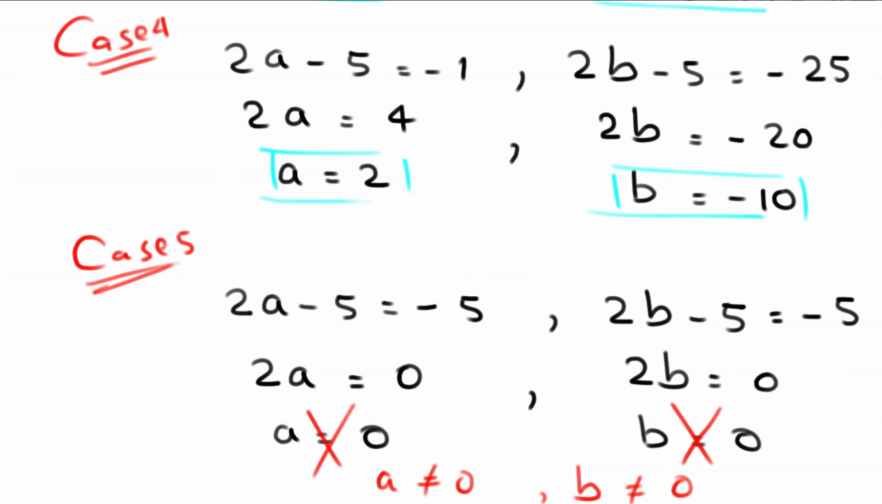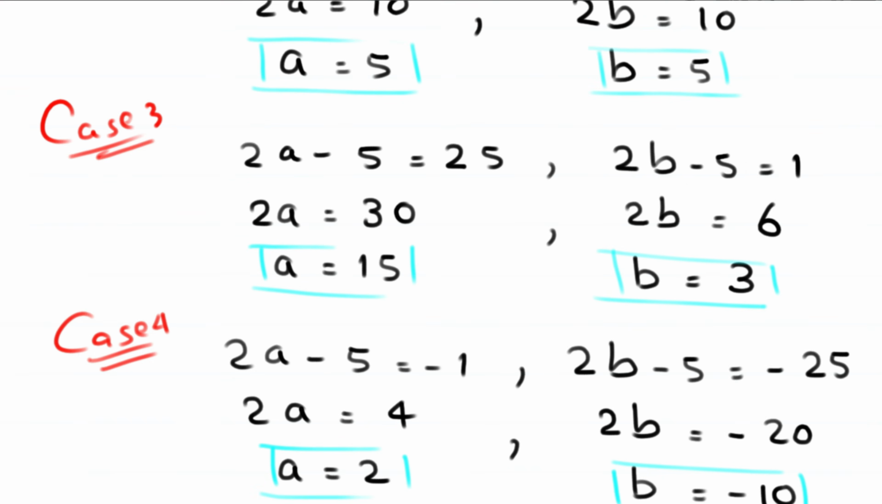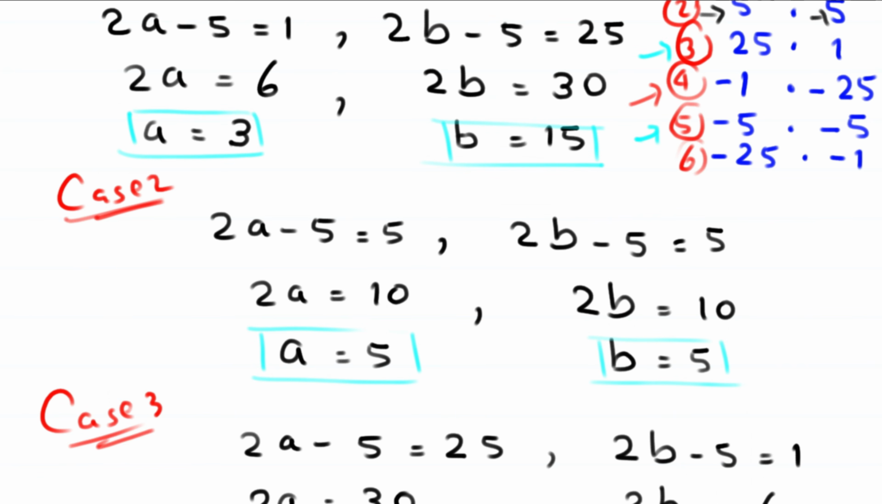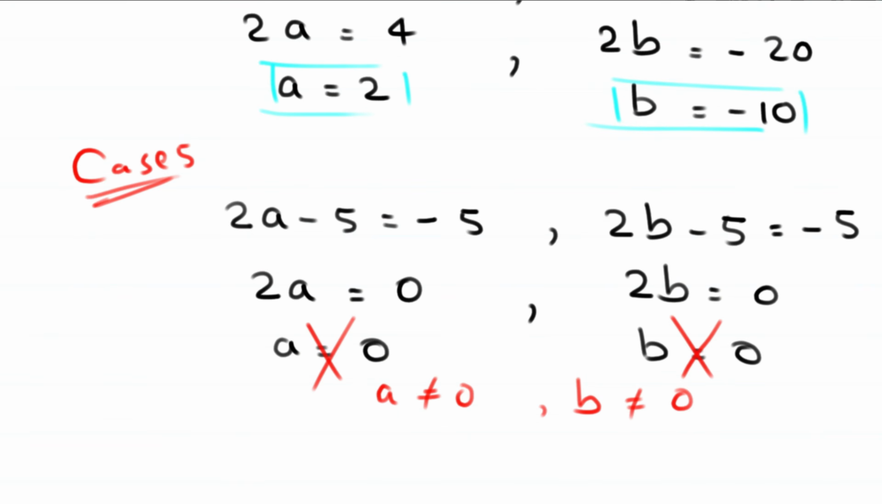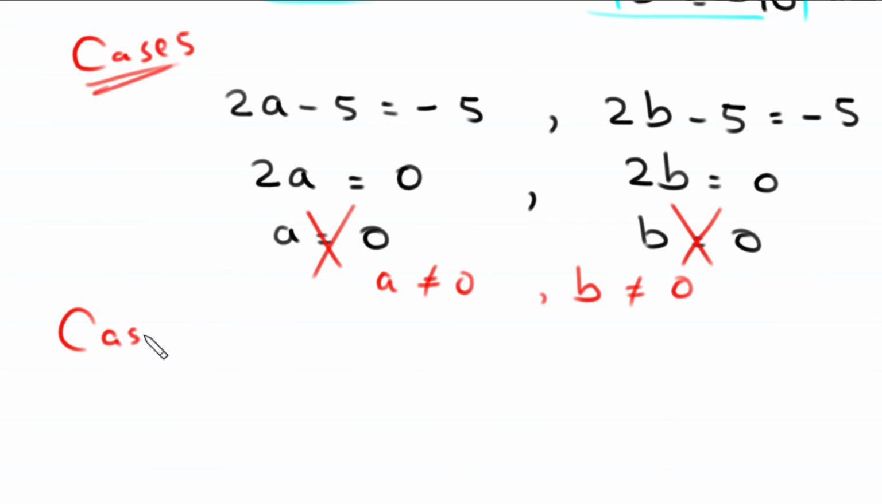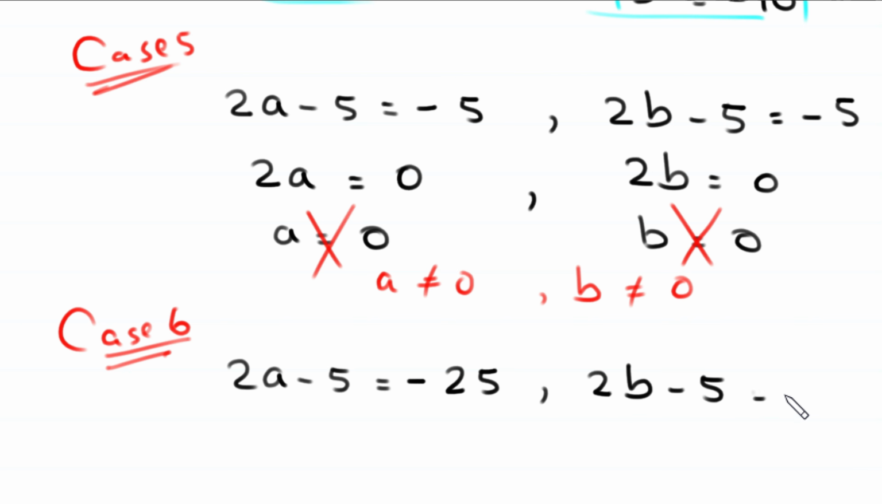Now we move on to case number 6. In case number 6, we have negative 25 times negative 1. In case number 6, we write the first factor 2 times a minus 5 equal to negative 25. And we write the second factor 2 times b minus 5 equal to negative 1.